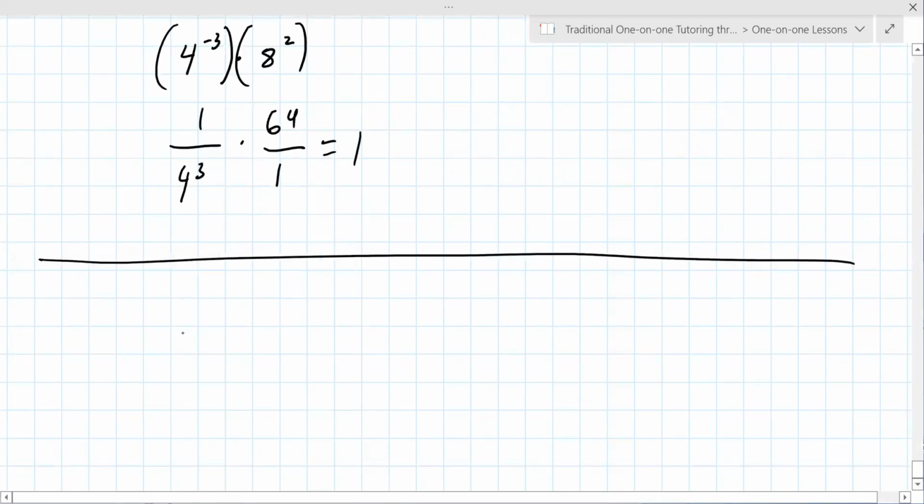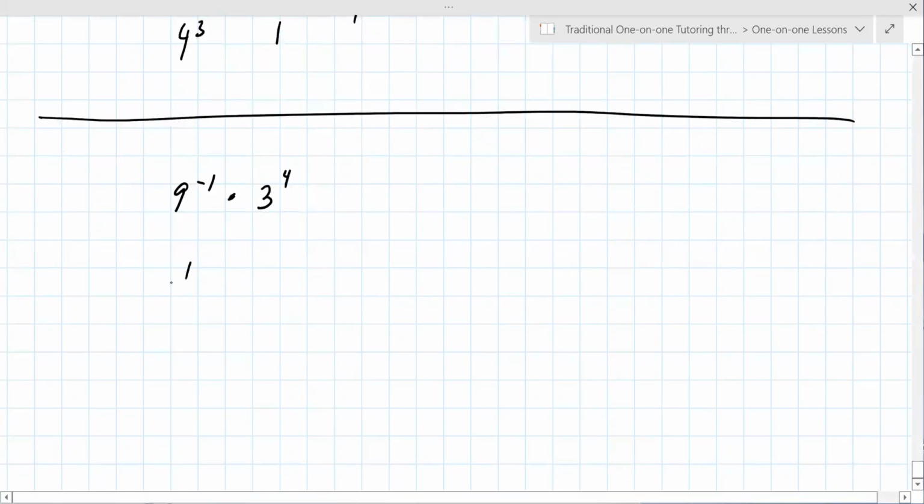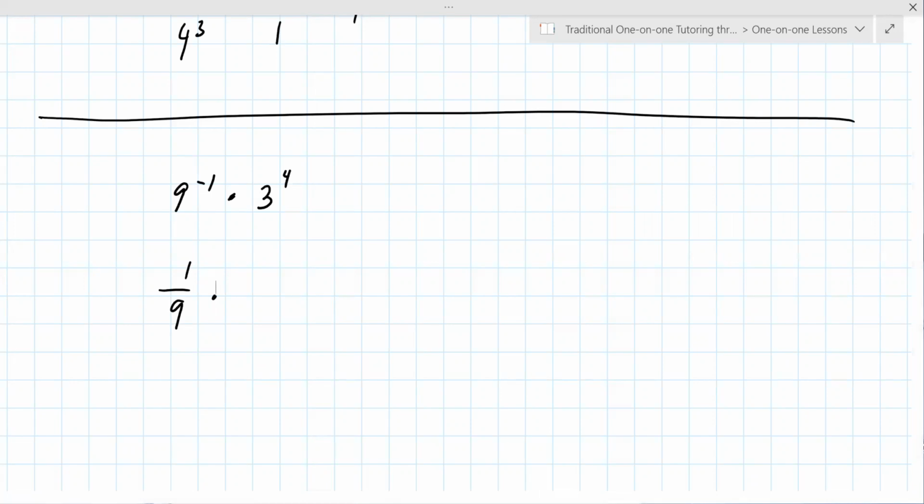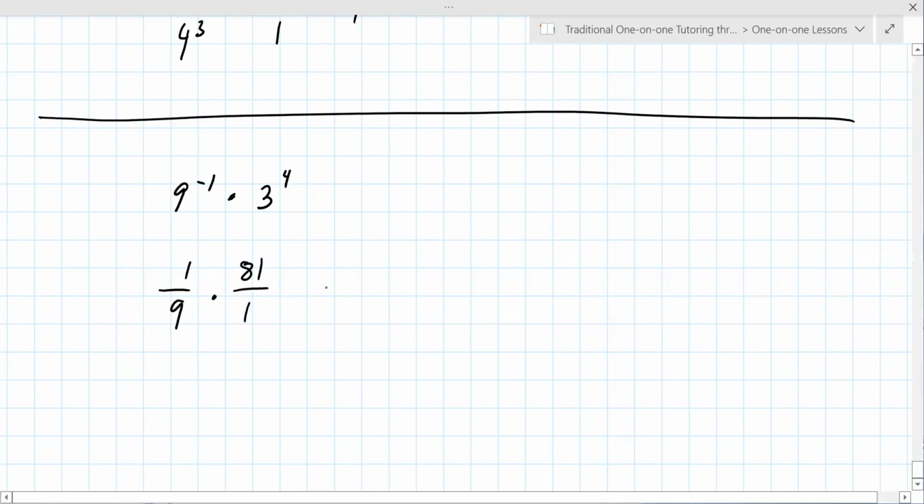Let's try another one here. Let's say it's 9 to the -1 times 3 to the 4th. So that'd be 1/9 times that. I'm probably wrong, but is it 81? It is 81. And then over 1, so bring the 9 over to the denominator of 81, it'd be 1/9. Good. Okay, so you got that down.